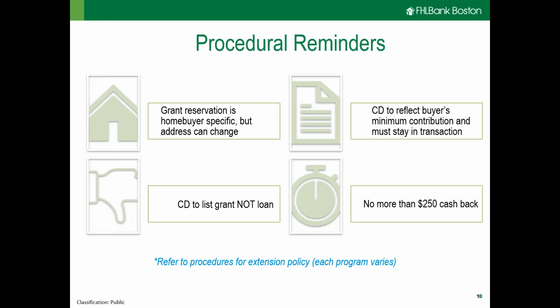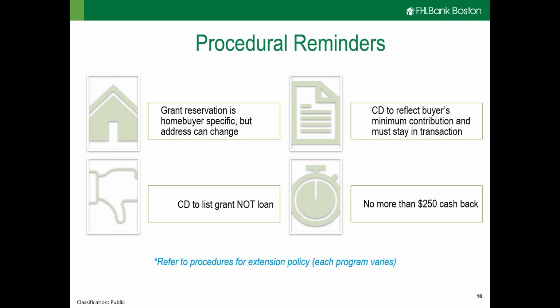So some procedural reminders: all of our grant reservations are home buyer specific, but property addresses can change. So how would this relate to somebody who's requesting disbursement? Say we've approved that enrollment, and that typically might be from your loan officer, your underwriter, whoever is setting that original reservation. You can reach out to us prior to closing and let us know if that address has changed by going into the community lending platform, and there is an option to request an address change. They are home buyer specific, so you can't swap out home buyers.